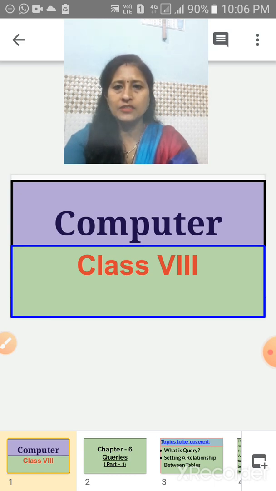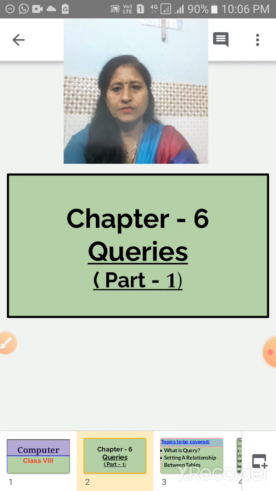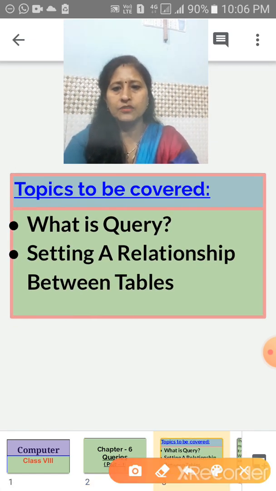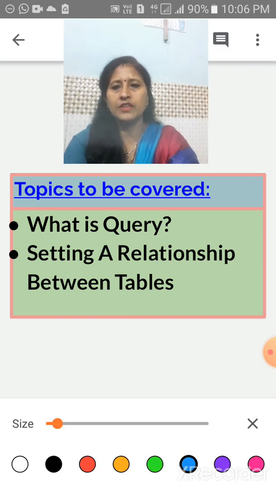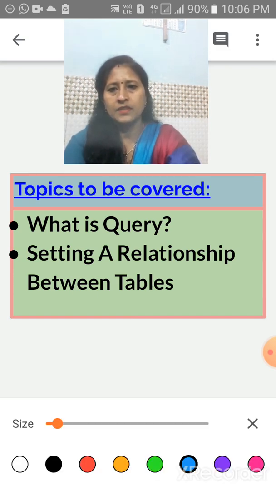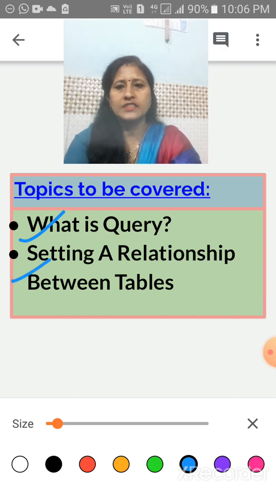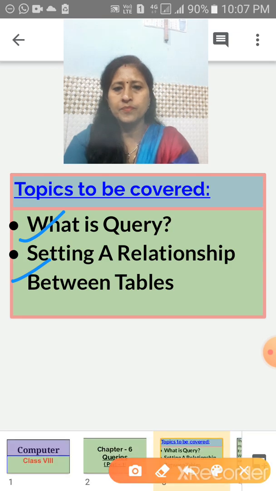Children, in my last video, we completed chapter number 5, Advanced Features in MS Access. Today, we will start chapter number 6, Queries, part 1. In this chapter we will cover the following topics. The first topic is what is a query, and then we will discuss setting a relationship between tables. Okay, clear children?